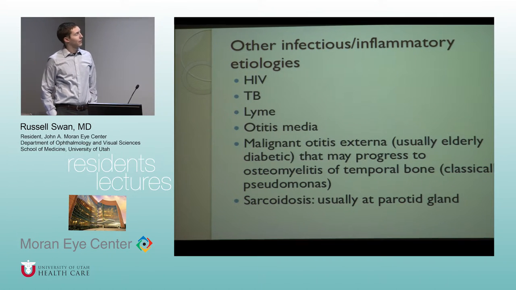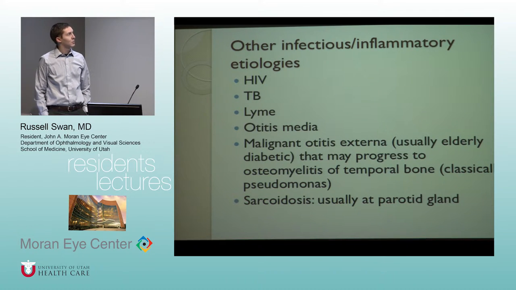So, other infectious and inflammatory etiologies. Interestingly, to diagnose anyone with Bell's palsy, you have to legitimately convince yourself that a patient doesn't have any of these. Although usually in Salt Lake, we're not ordering Lyme titers on people unless they have a travel history that might be consistent with that. And I think just a history of TB or HIV, HIV is less, but again, considerations to be made.